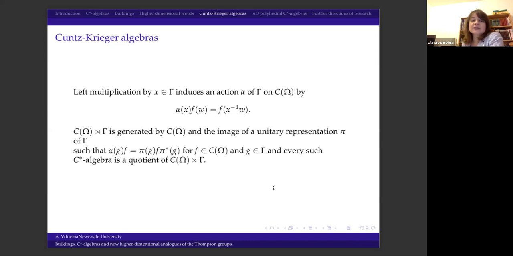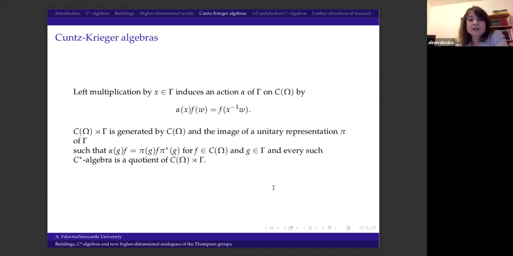So this C*-algebra, which is like a cross product algebra, C of omega with gamma, is generated by the continuous functions on the boundary and the image of a unitary representation pi of gamma, such that the action alpha of g on f equals pi of g f pi star of g, for f, as I mentioned, a continuous function on the boundary, and g an element of our free group.